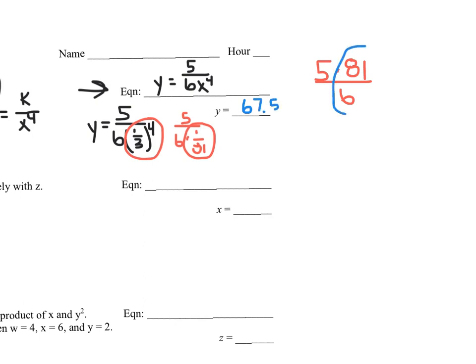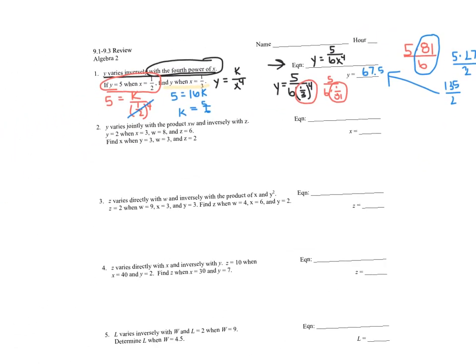Or you could do 81 divided by 6. I could divide both those by 3. So it's going to be 5 times 27 over 2. So 5 times 27 is 135 over 2. That's how I get 67.5. Okay, so when you write your equation, you want to plug this back in and solve for k. So let's look at other ones here.